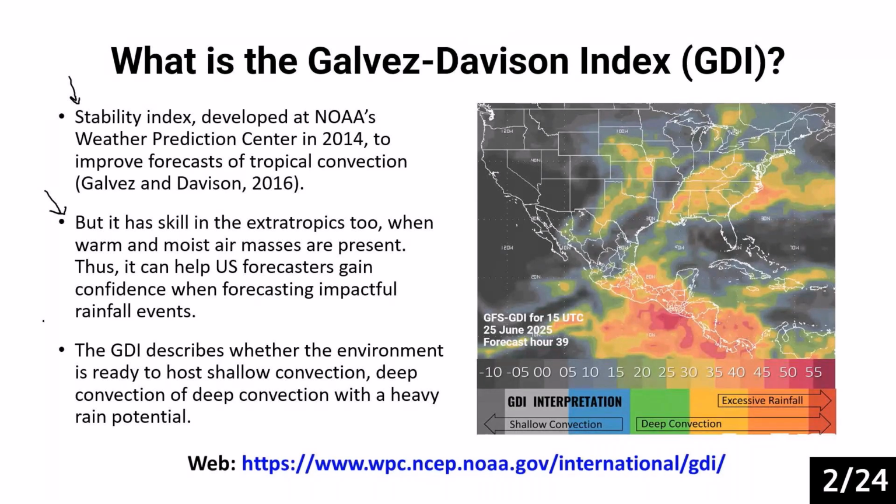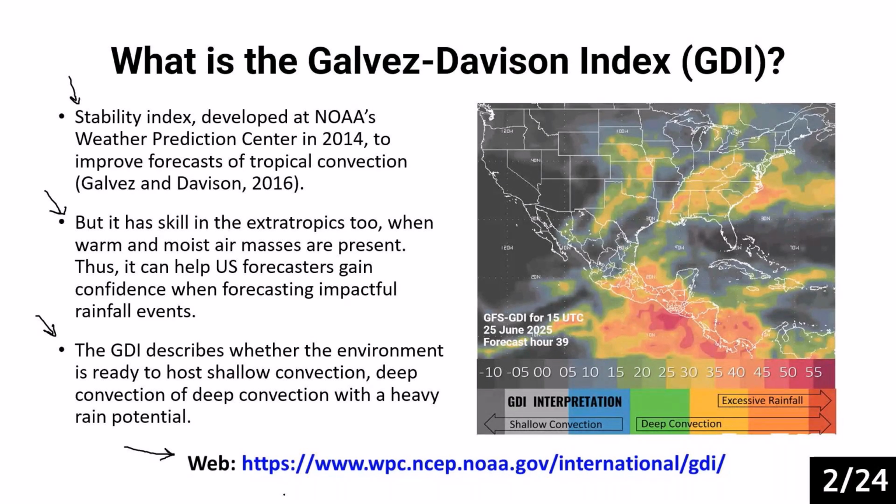Now, the GDI describes whether the environment is ready to host shallow convection, deep convection, or convection with a heavy rain potential. And this is the website where the official GDI information is available at the Weather Prediction Center. However, there are several institutions that have already coded the GDI in their systems, and there are also private companies that are running the GDI on different models.